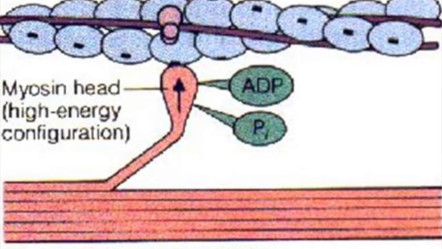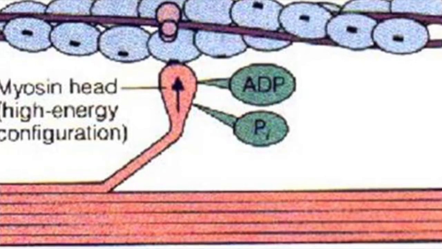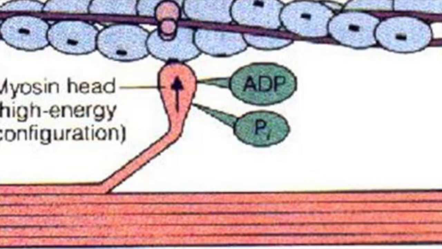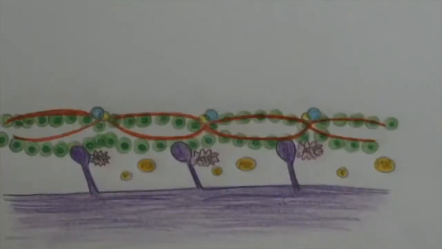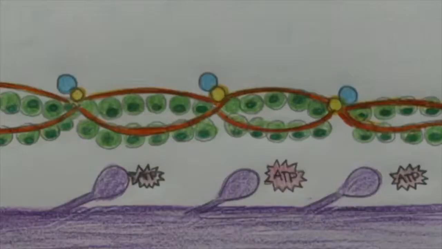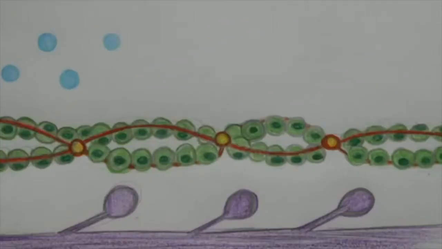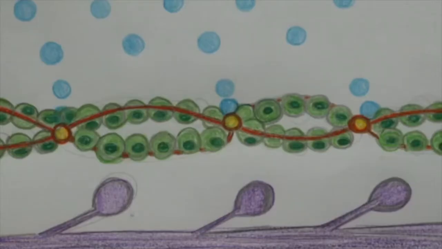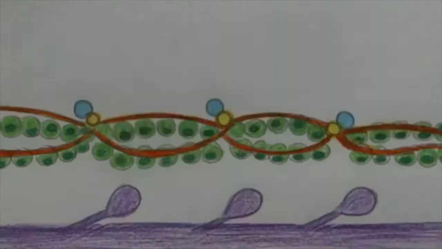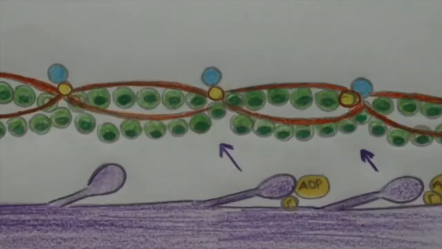Next, the power stroke occurs, where ADP is released so the actin-myosin head pivots, and the myosin pulls the actin filament towards the center of the sarcolemma. An ATP molecule reattaches to the myosin head, and this causes the bond between myosin and actin to weaken, so the myosin pulls back to its original position.